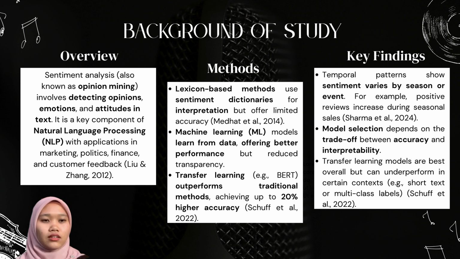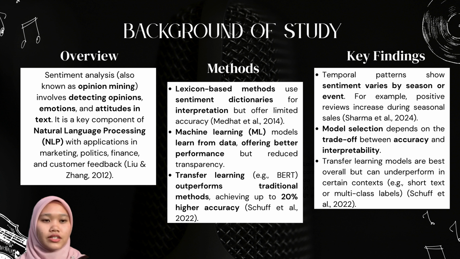According to Liu and Zhang from 2012, the central aim is to classify sentiment into categories such as positive, negative, or neutral. In its early stage, sentiment analysis primarily relied on lexicon-based methods. This approach used predefined dictionaries of words with assigned sentiment values. They are appreciated for being transparent and easy to interpret, but they often fall short in terms of accuracy, especially with large or domain-specific datasets. This is from the study by Taboada from 2014.